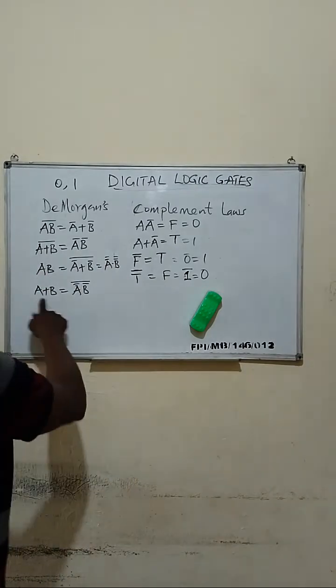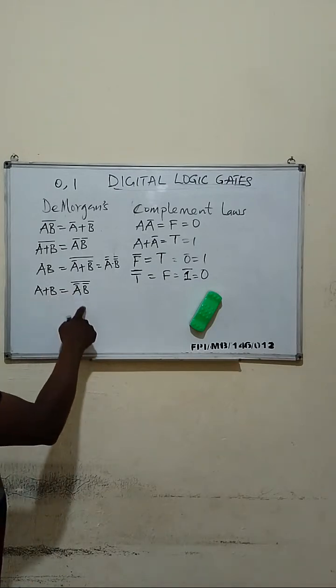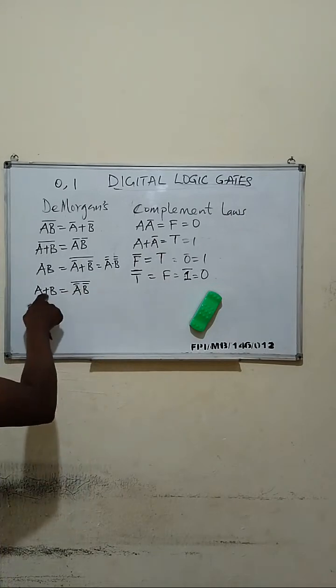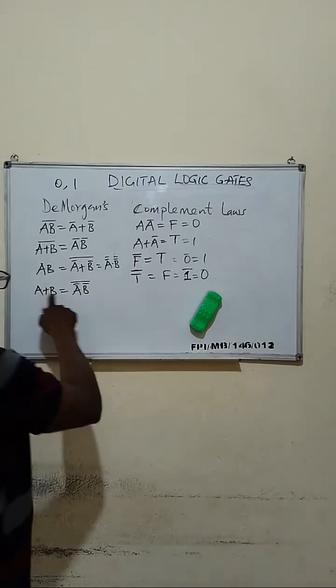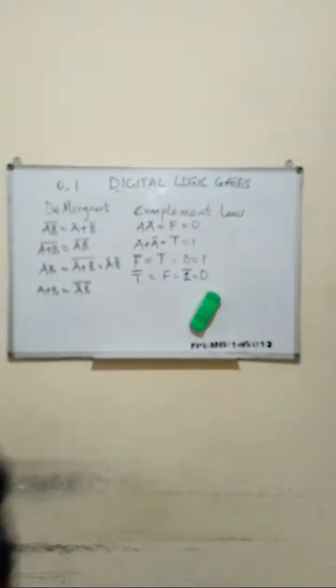Likewise here, A plus B equals (A bar, B bar), everything bar. Now the sign here was initially OR, and that sign changes to an AND gate. Alright. I hope you are following.